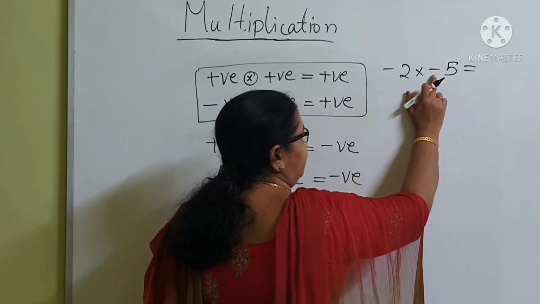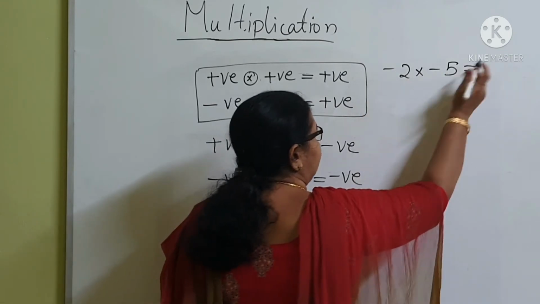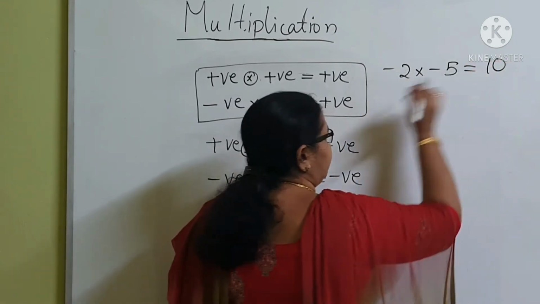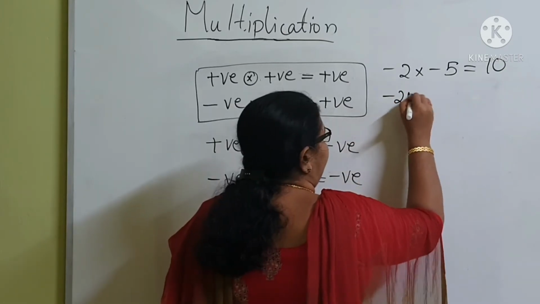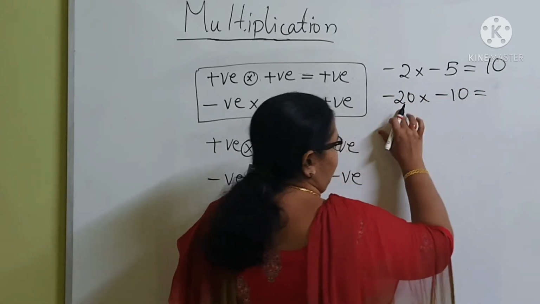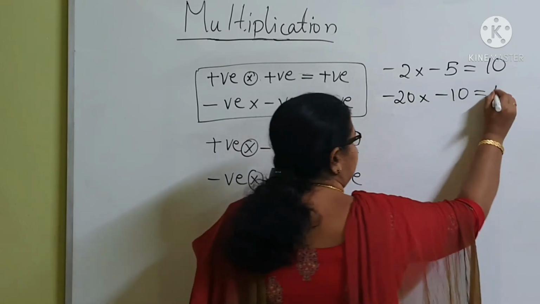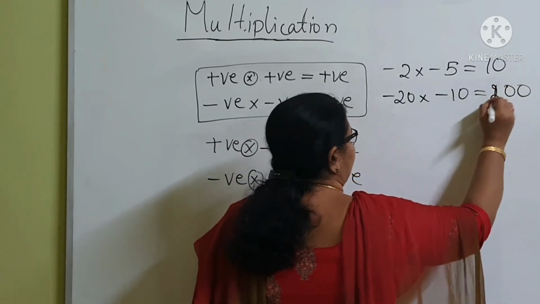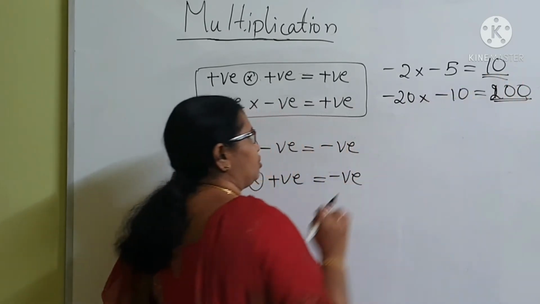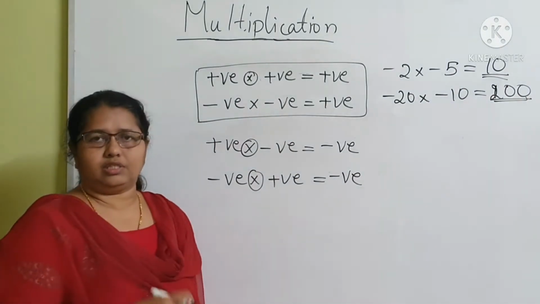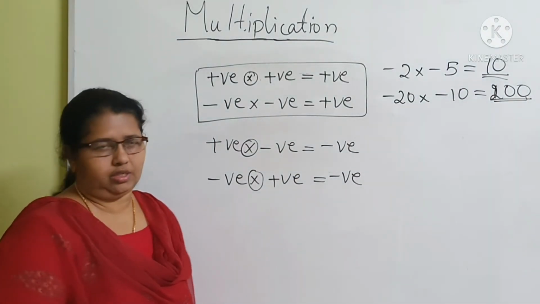Both integers have the same sign, negative. Therefore the product is positive. Negative 20 into negative 10 is equal to... Both are negative integers, therefore the product is positive, 200. So if the integers have the same sign, their product is positive.